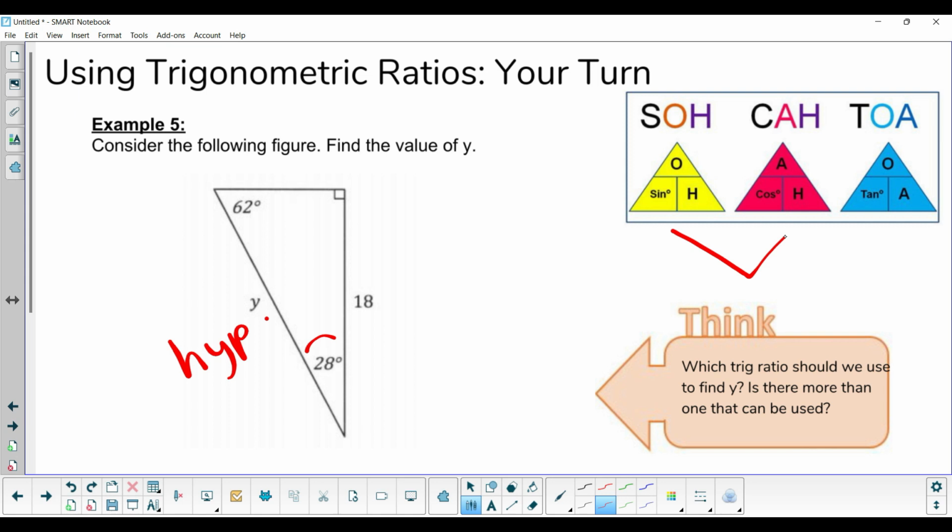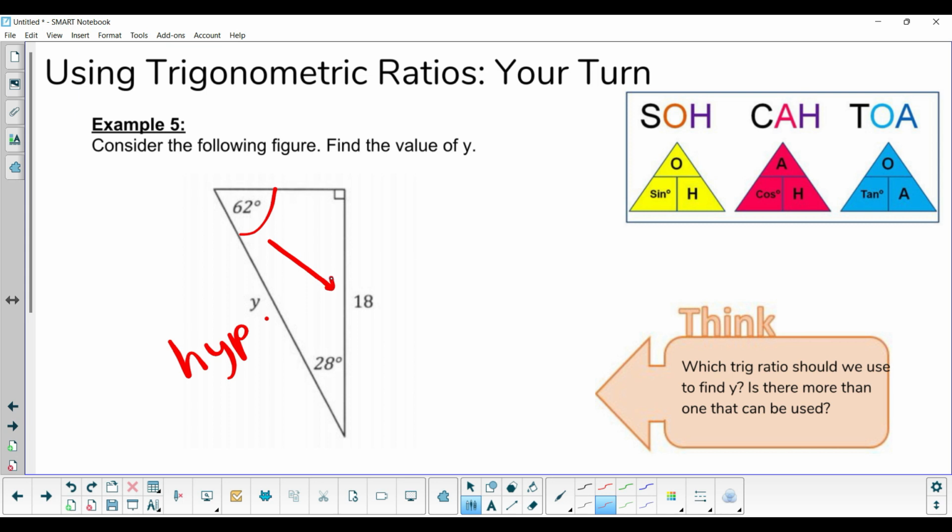If you want to use sine, just make sure that you have your opposite. So if I use 28 degrees here, the number that I have next to 28 is my adjacent. So I cannot use sine for that. I can use cosine for that. But if I still want to use sine, instead of using 28, you can just use 62, because 18 is opposite to 62.